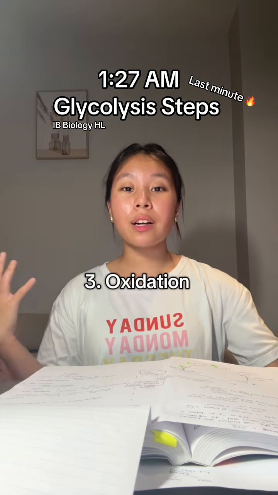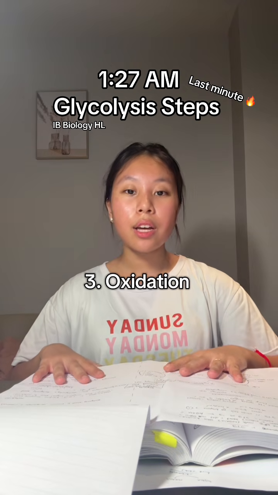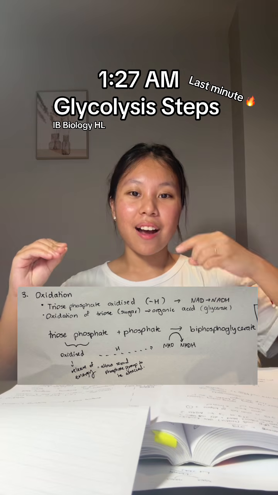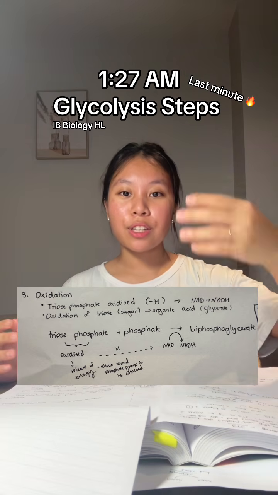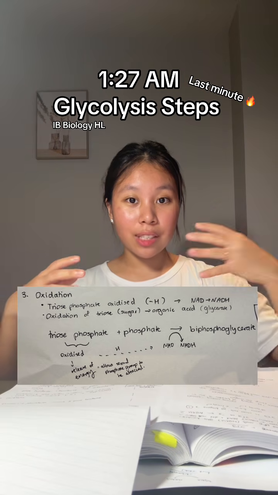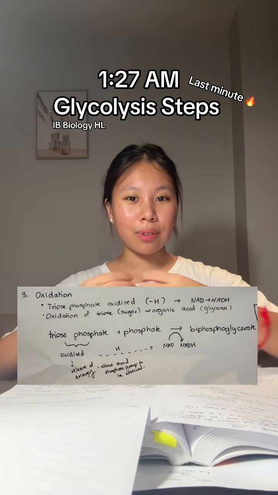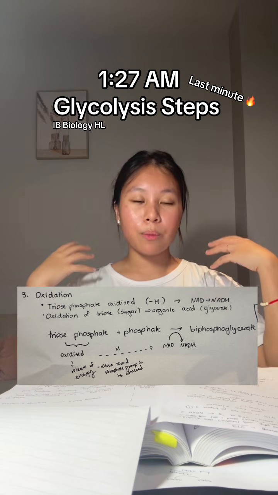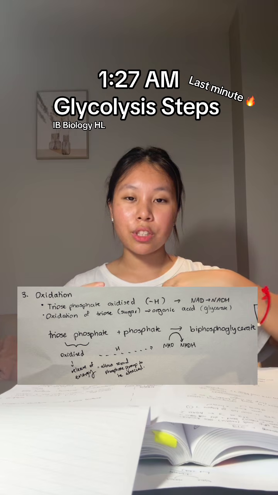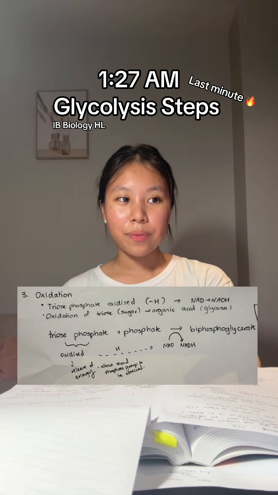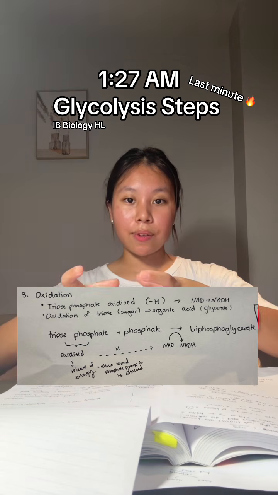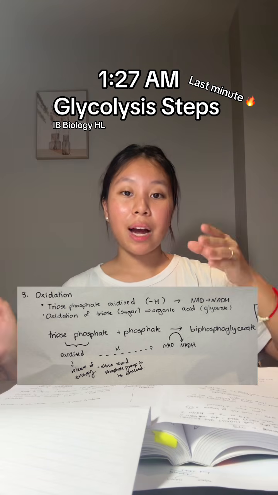Okay, now number three, oxidation. So in our oxidation reaction, as its name suggests, oxidation is going to occur to triose phosphate. Now, when oxidation occurs, we know that energy is released, right? So when energy is released, that energy doesn't really go anywhere. In this case, it's being used to attach another phosphate molecule. Okay, so the reaction is going to look like triose phosphate plus phosphate turns into biphosphoglycerate.